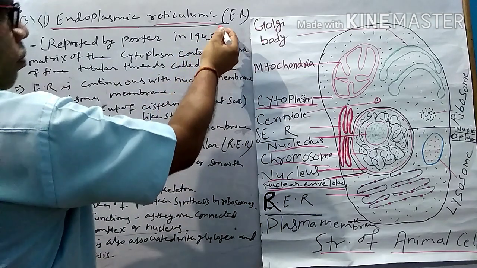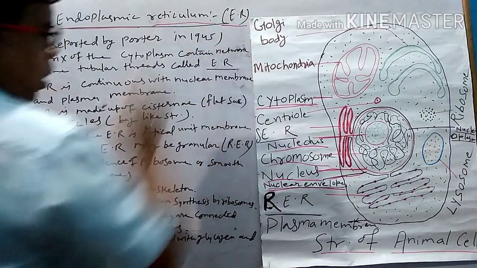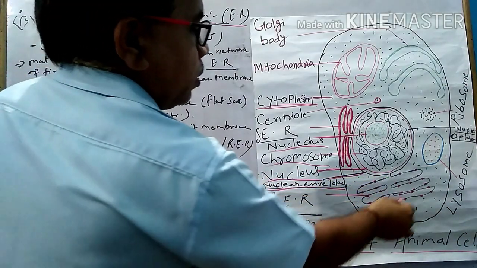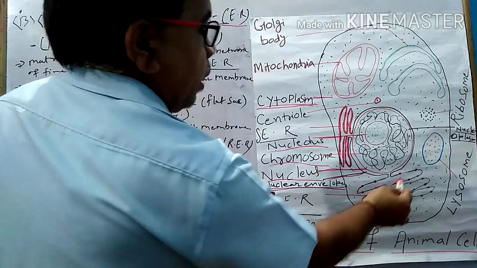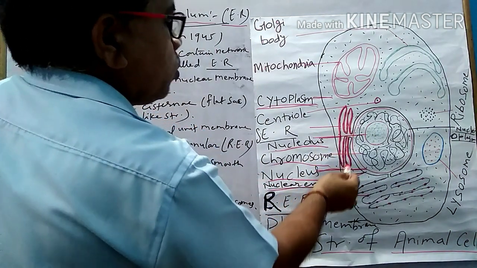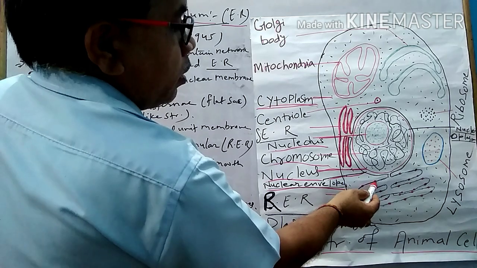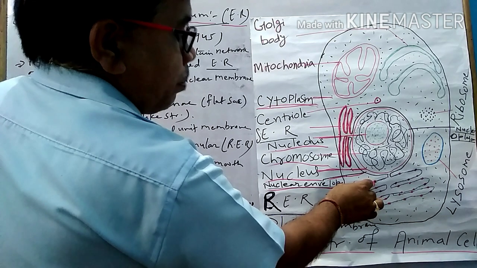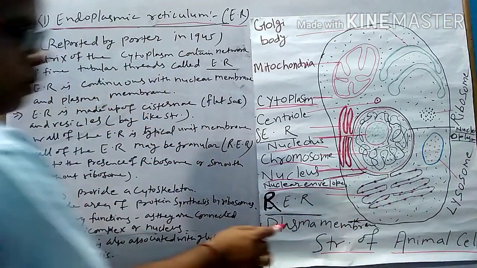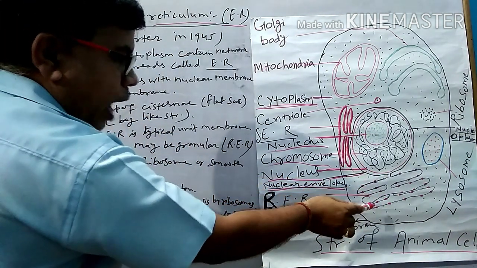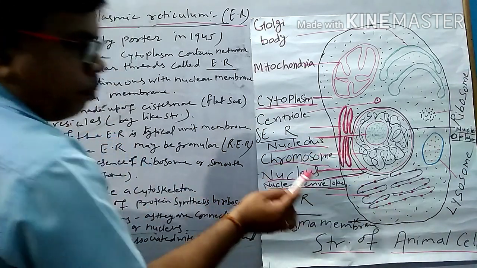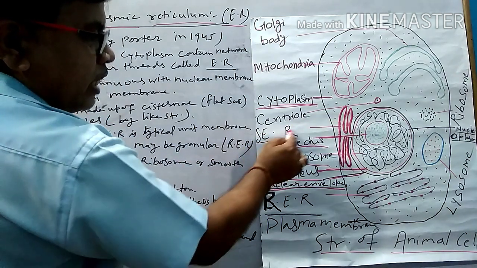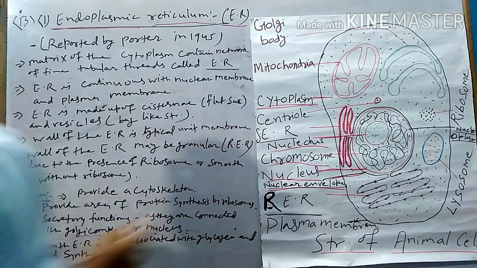So the first cell organelle, endoplasmic reticulum. Endoplasmic reticulum in short form is called ER. So here is the structure, the endoplasmic reticulum. Here a dotted structure is present. This dotted structure is called the ribosome. If ribosome is present on the endoplasmic reticulum, it is called RER, rough endoplasmic reticulum. But without ribosome, it is called SER, smooth endoplasmic reticulum.